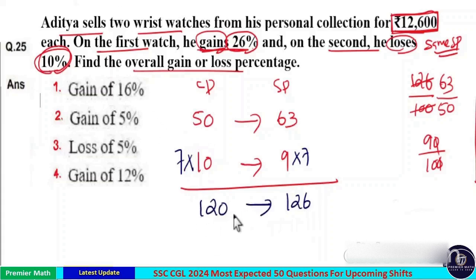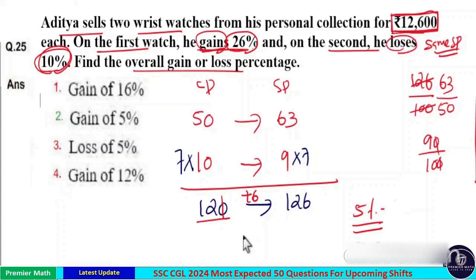Now you can see here increment is equal to plus 6. That is, this plus 6 increment is from this 120 rupees. 10% of 120 is 12, which means 5% is the gain. So option 2 is your answer.